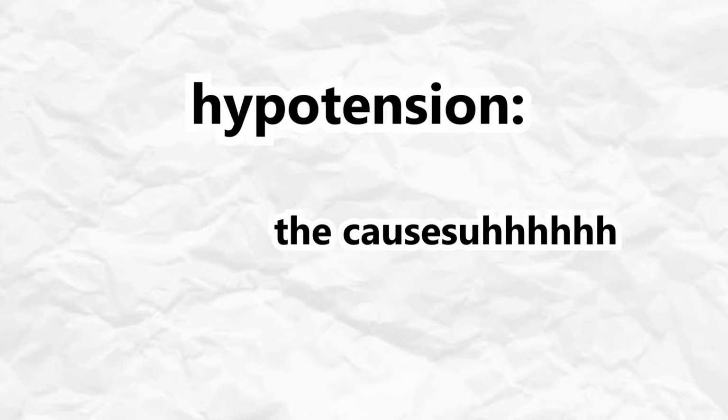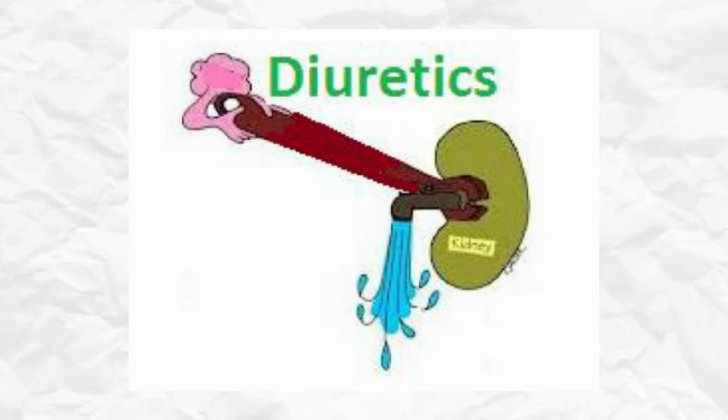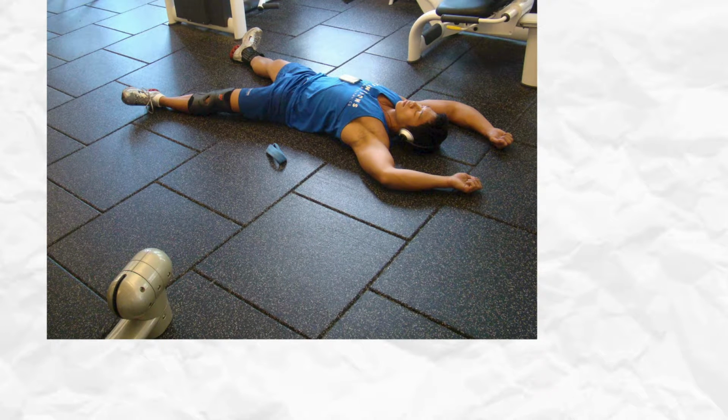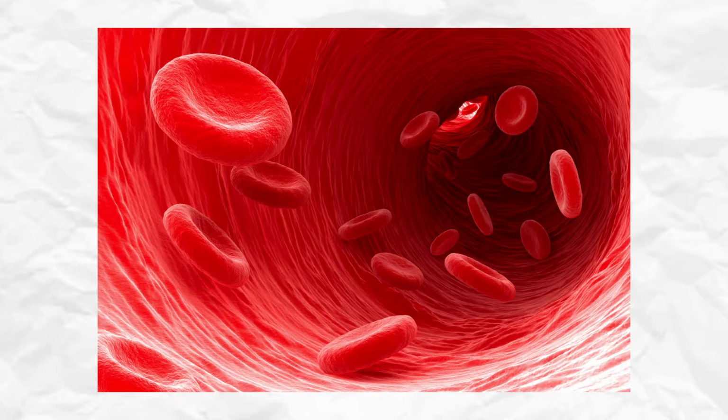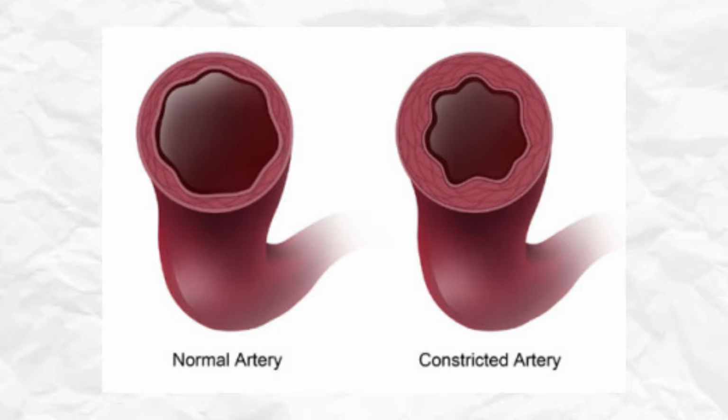The causes. Firstly, let's talk about hypotension. Hypotension can be caused by a lot of things, but let's look at the top 3. Number 1. Dehydration. Dehydration can be caused by fever, vomiting, severe diarrhea, overuse of diuretics such as alcohol, and strenuous exercise. When we become dehydrated, our blood volume decreases. When our blood volume decreases, less blood is flowing within our arteries. This would then cause our heart to work harder and the blood vessels to constrict in order to compensate for the loss of blood pressure.